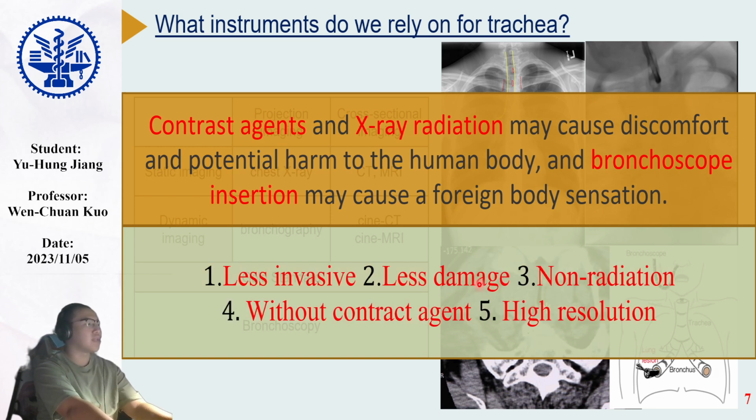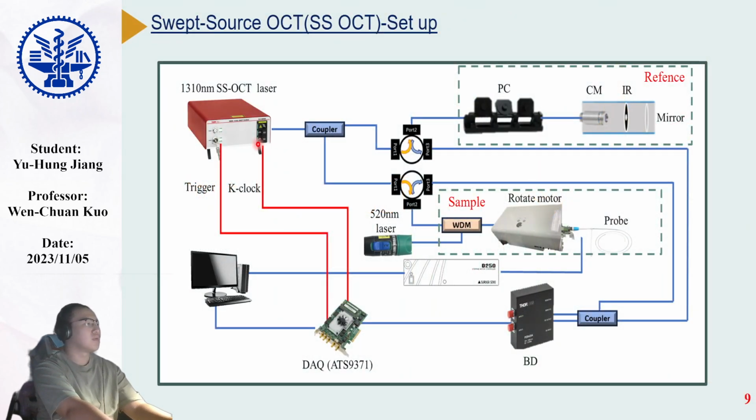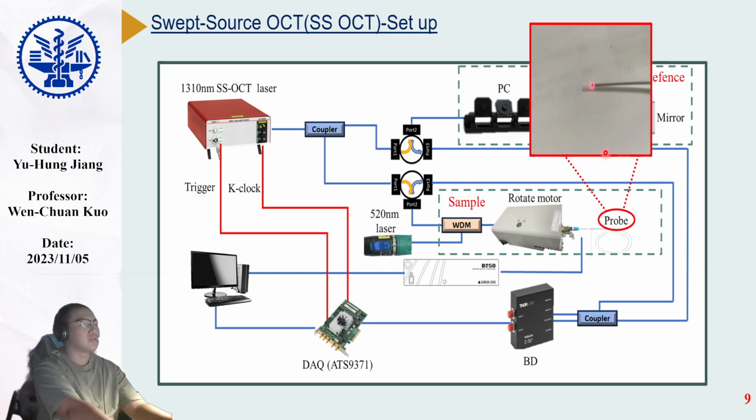So we need to find a less invasive, less damaging, non-radiation method without contrast agents, and one that also has high resolution. So that's why I produced my SS-OCT. This is my setup. The important parts are the laser, the reference arm, and the sample arm. In the sample arm, as in the image, the red dot represents the emission point of the laser light from the OCT probe. When we get the signal, we have the coherence in the coupler, and then we can get the image.